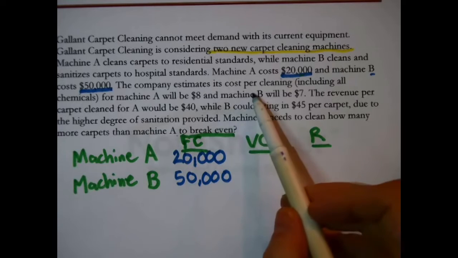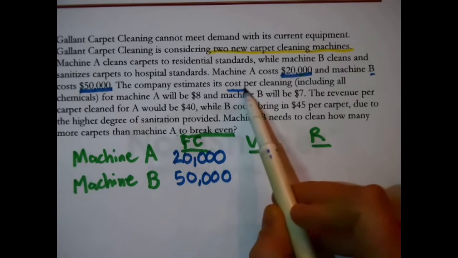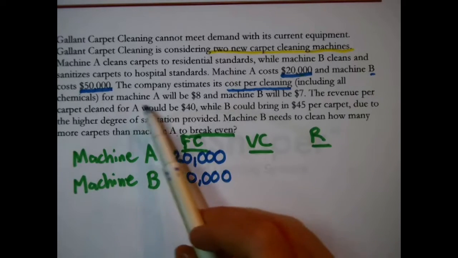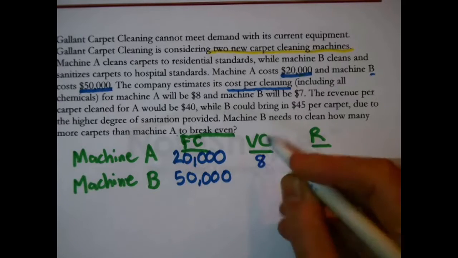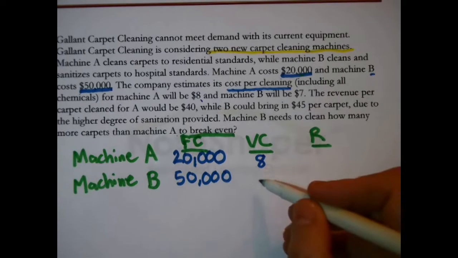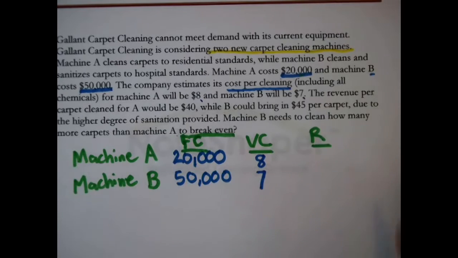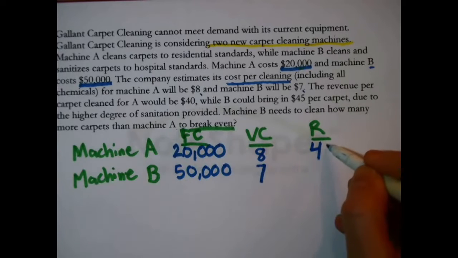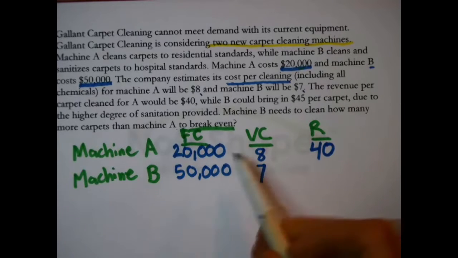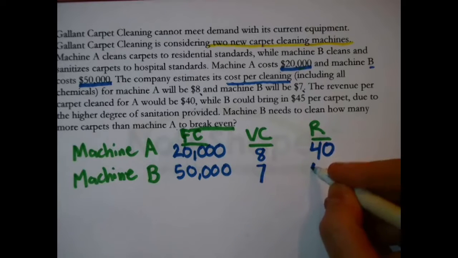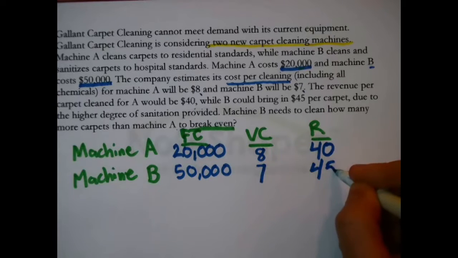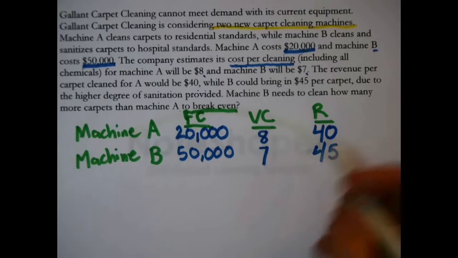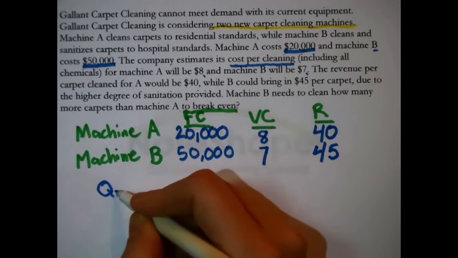So I'm just copying the information down onto this table. The company estimates its cost per cleaning. Classic example of a variable cost, including all chemicals. Okay, for machine A is $8. That's that number. And for machine B is 7. Okay, that's that one. The revenue per carpet cleaned for A would be 40. R for revenue, 40 for A, and for B, 45, because it cleans to a higher standard of sanitation. Yeah, okay, fine. The only thing I've created here is a table. Why? Oh, because it asks about break-even.